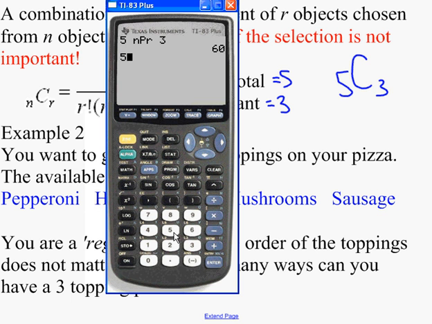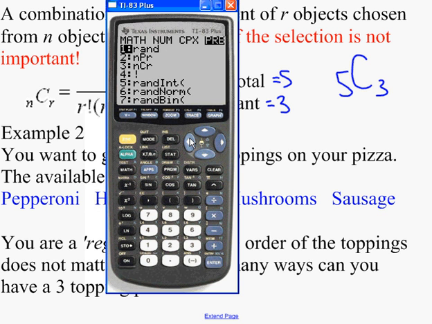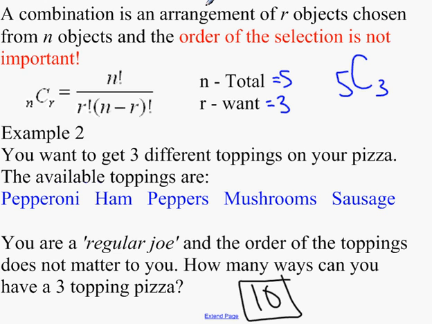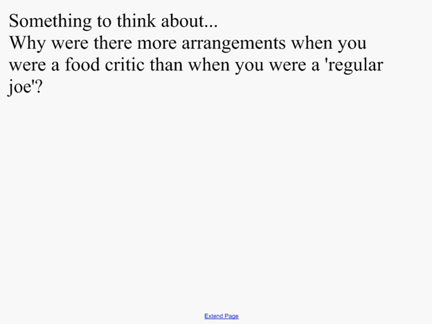So what is that? Let's type that in our calculator. 5, go to math, probability. This time you're going to press number 3 or scroll down to nCr. And then press 3. So you get 5 nCr 3, hit enter, and there are 10 available pizzas when the order does not matter. Now, let's think about why that is.